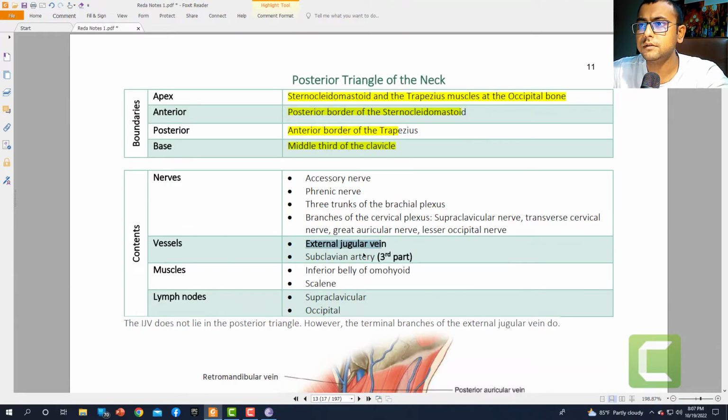The contents are the vessels, the external jugular vein and the subclavian artery, third part, and the nerves, that is the accessory nerve, obviously spinal accessory, and the phrenic nerve, the 3 trunks of the brachial plexus, and branches of the cervical plexus, that is the supraclavicular nerve, transverse cervical nerve, greater auricular nerve, and the lesser occipital nerve.